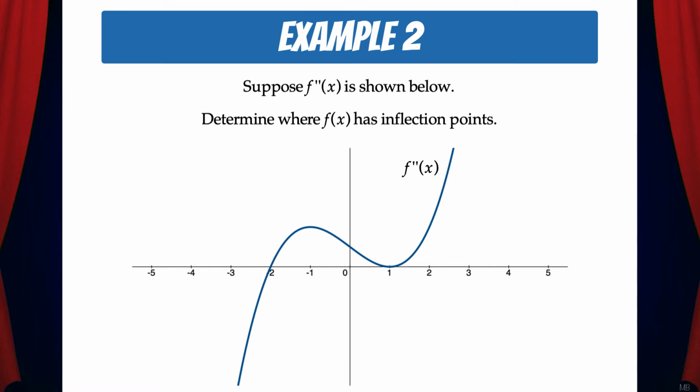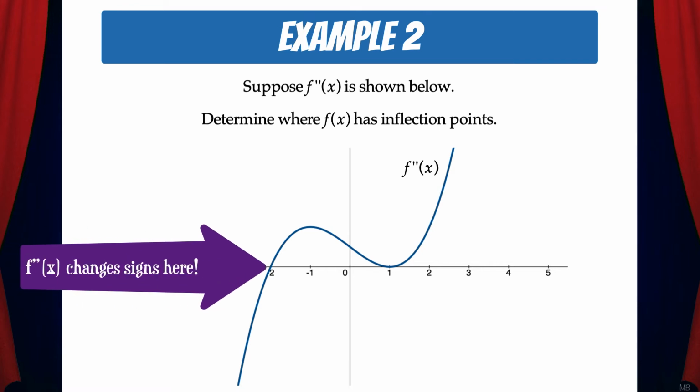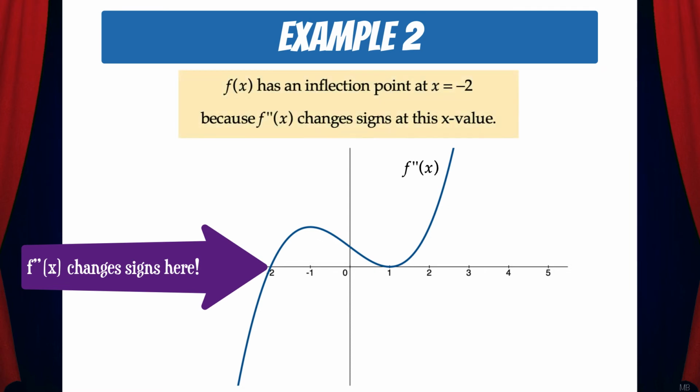Here we just need to determine where the second derivative changes signs, and that occurs at x equals negative 2. So we can conclude that f of x has an inflection point at x equals negative 2 because f double prime of x changes signs at this x value.